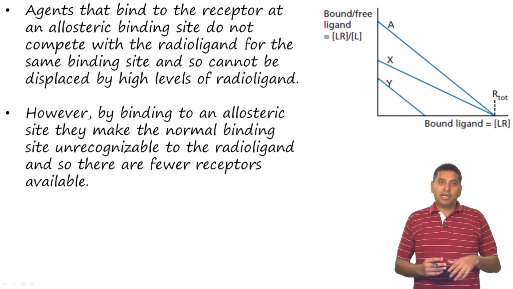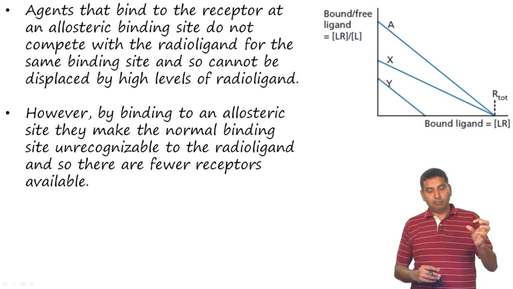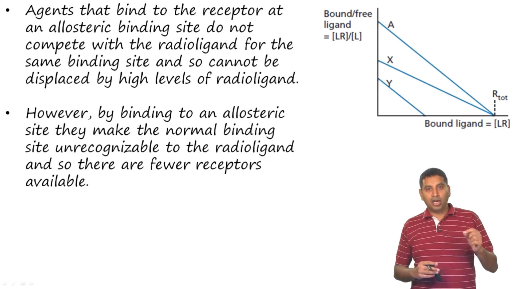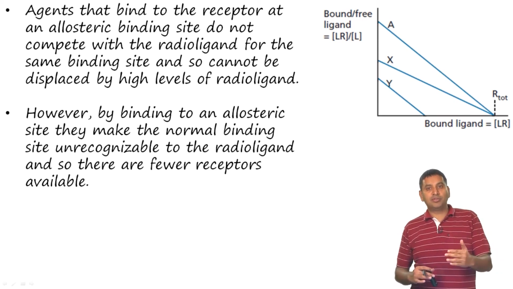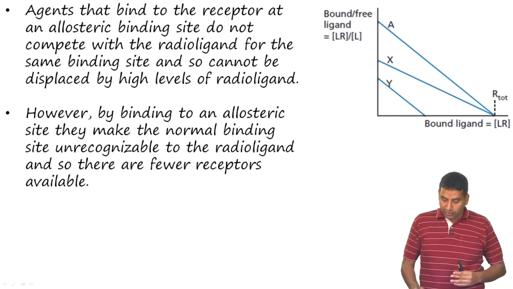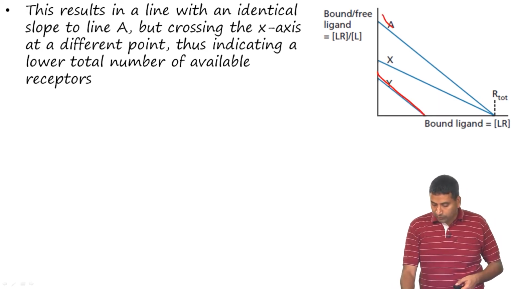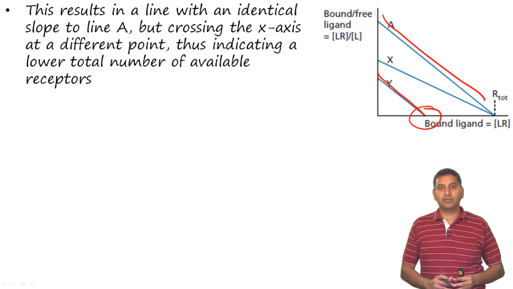Now, agents that bind to the receptor at an allosteric binding site do not compete with the radioligand for the same binding site, and therefore, they cannot be displaced by high levels of radioligand. However, by binding to an allosteric site, they make the normal binding site unrecognizable for the radioligand, and so there are fewer receptors available. Since there are fewer receptors available and the activity is happening in the same way, the slope remains unchanged. That means the slope with respect to the original ligand remains the same, but the concentration of Lr goes down.